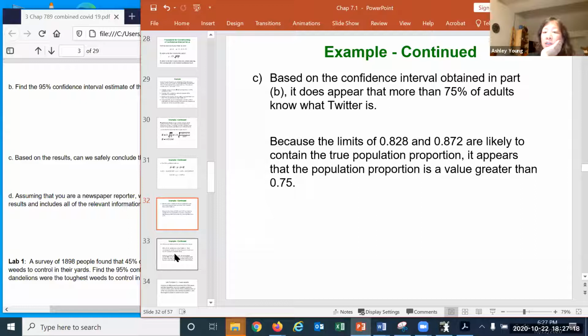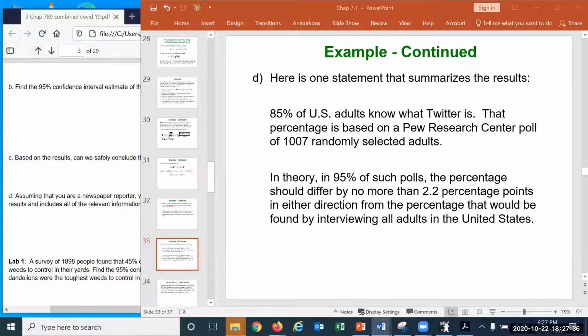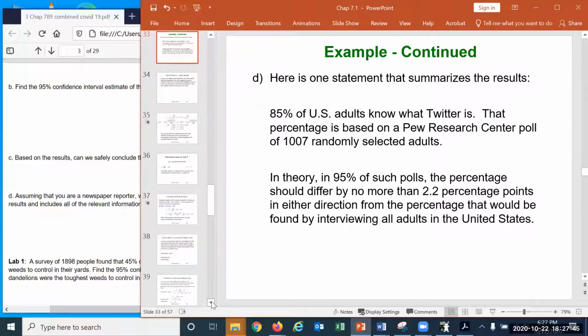And then for D, you should be writing this down. Let's get someone to read this one. How about Kristen, can you read for us? Example continued. D, here is one statement that summarizes the results. 85% of US adults know what Twitter is. That percentage is based on a Pew Research Center poll of 1,007 randomly selected adults. In theory, in 95% of such polls, the percentage should differ by no more than 2.2 percentage points in either direction from the percentage that would be found by interviewing all adults in the United States. Perfect. Thank you so much.